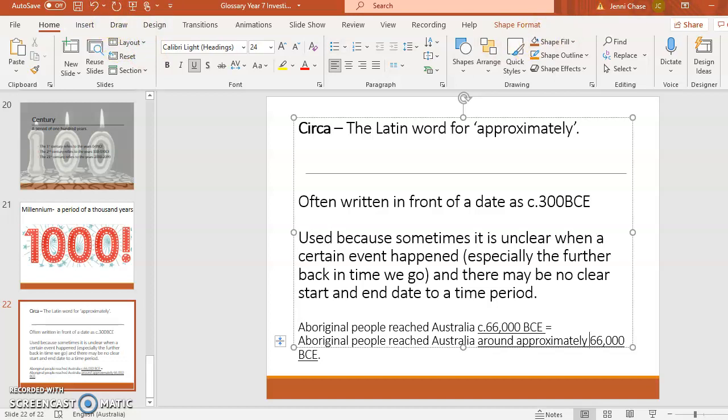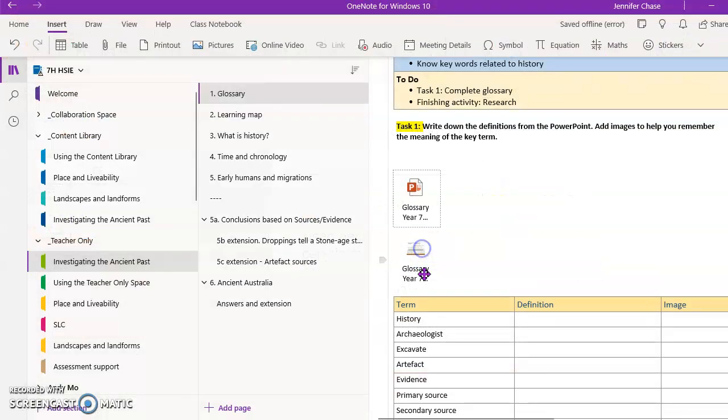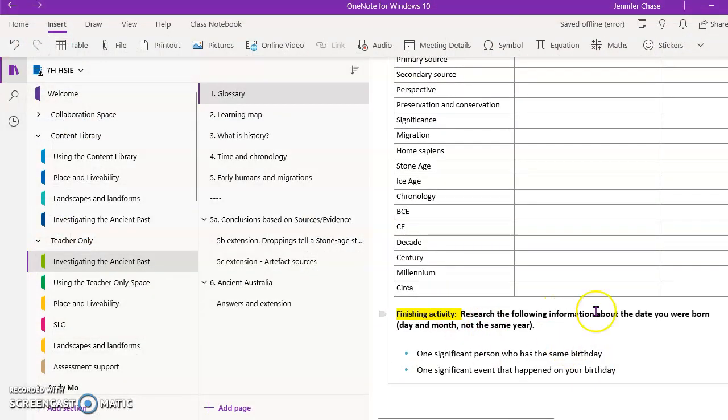So, guys, there you go. That is a glossary. Work through it, fill it in. If there's any questions, let me know. Like I say, these later ones, the BCE and the CE, we'll do a whole lesson. Once you've done that, just a little bit of fun, research the date you were born, one significant person, and one significant event.